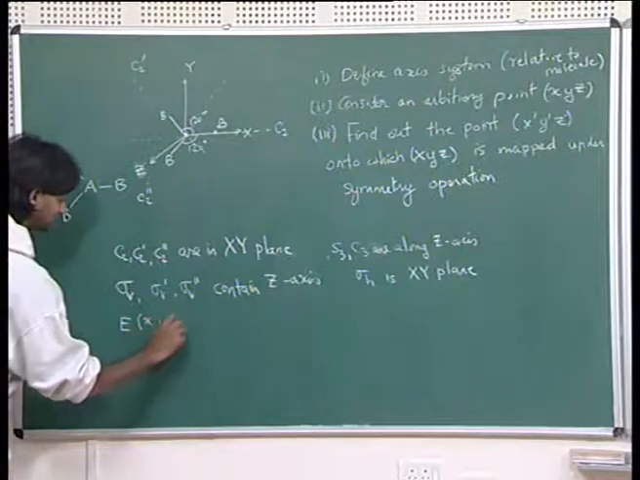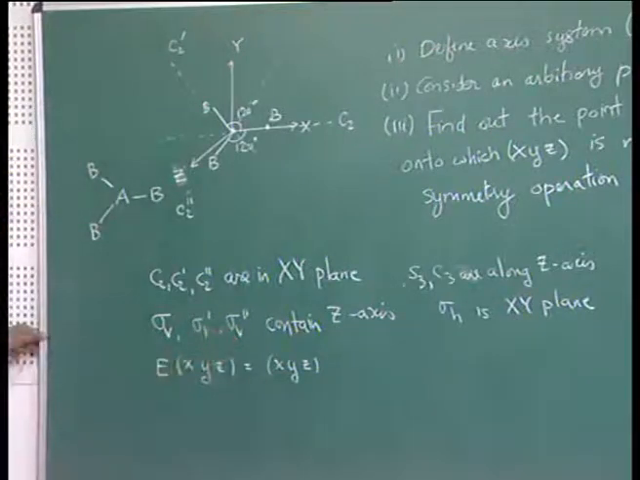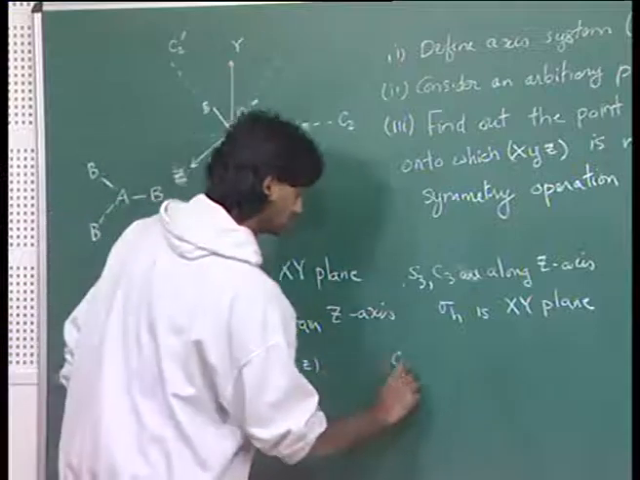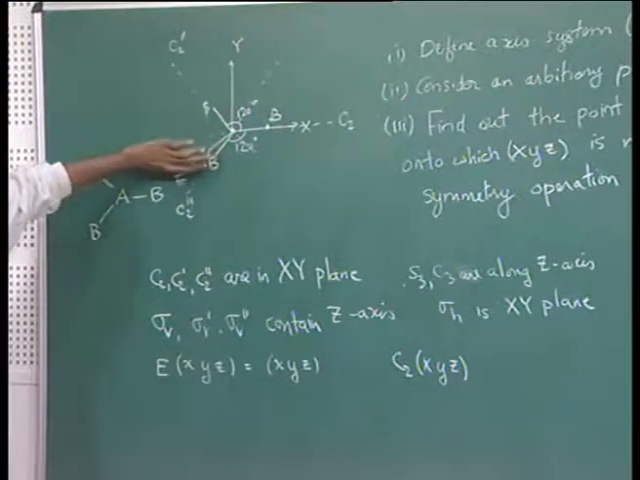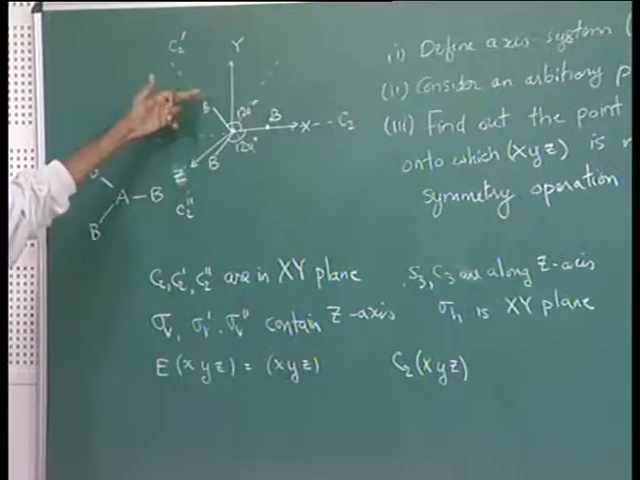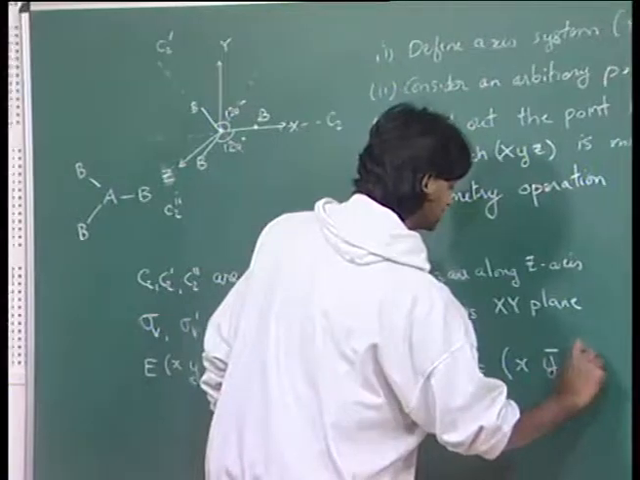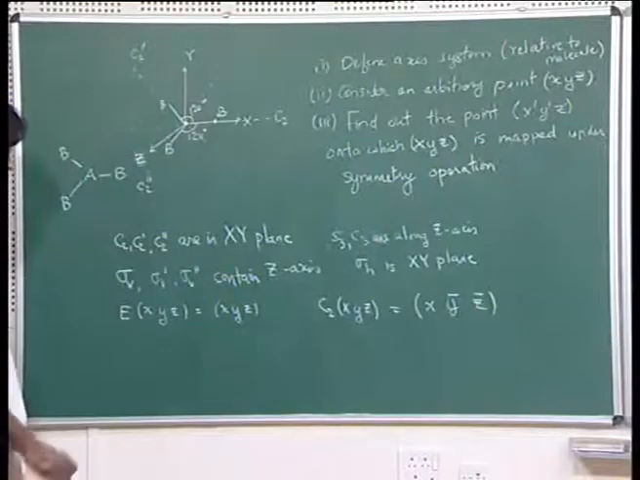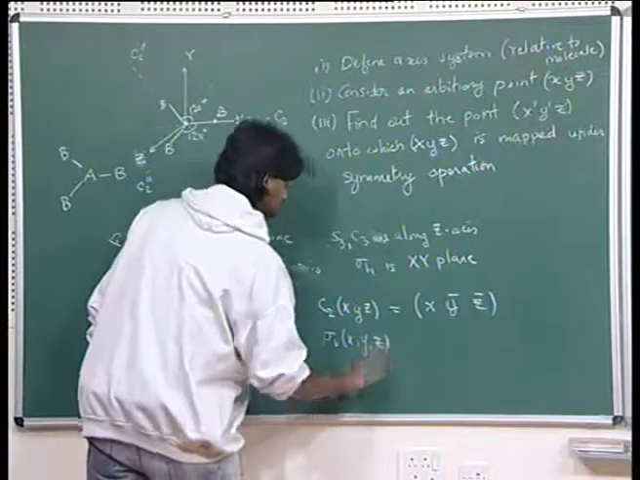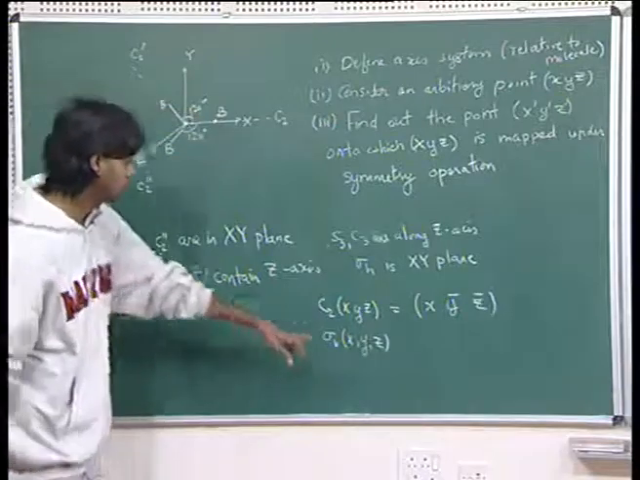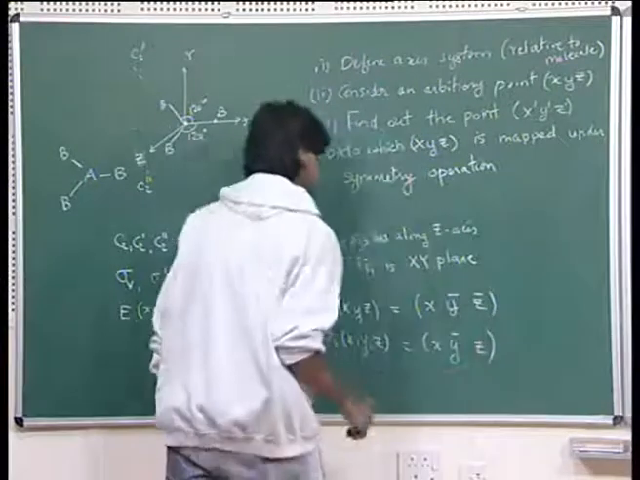E operator on x, y, z gives me x, y, z, which is very obvious. I'll write the obvious ones first, and then we'll do the more complicated ones. Now C2 operator on x, y, z: it will not change x at all, but y will be mapped to minus y, and z will be mapped to minus z. So this is x, y bar, z bar. Now let us do the easy ones, as I said. Let us look at sigma v operator on x, y, z. Sigma v is the xz plane, so the x and z axes will remain the same, and y will be mapped to minus y. So this is x, y bar, z. That is sigma v.